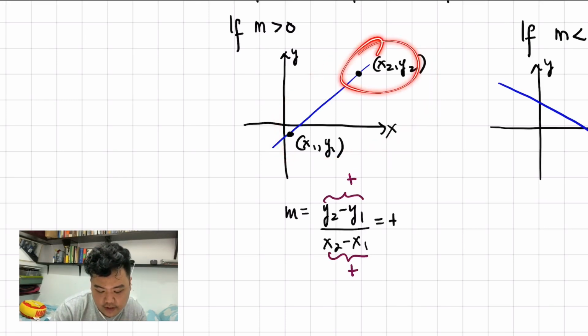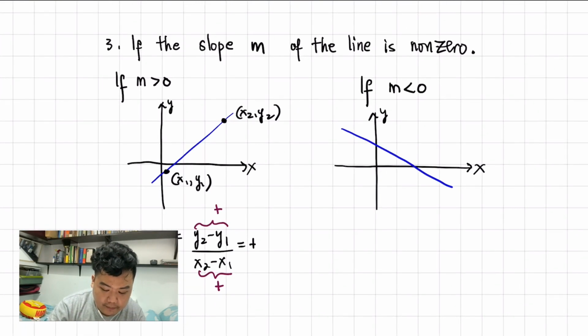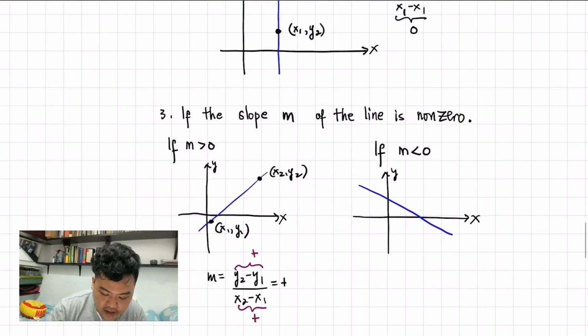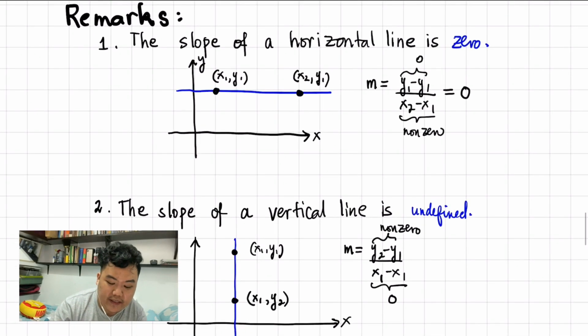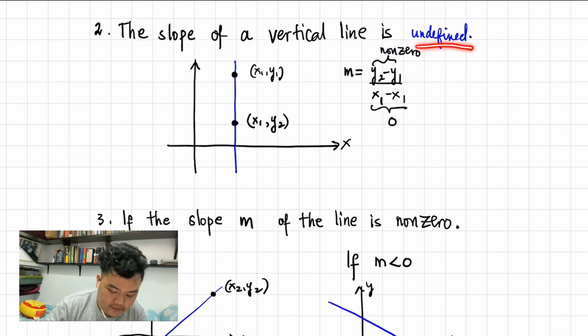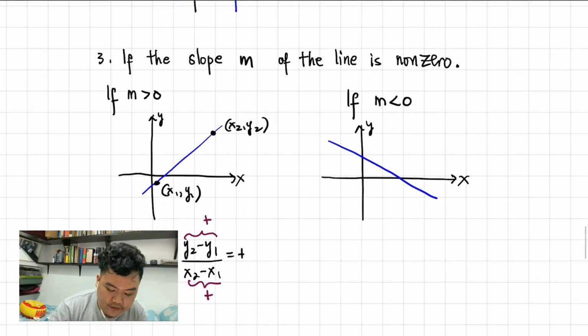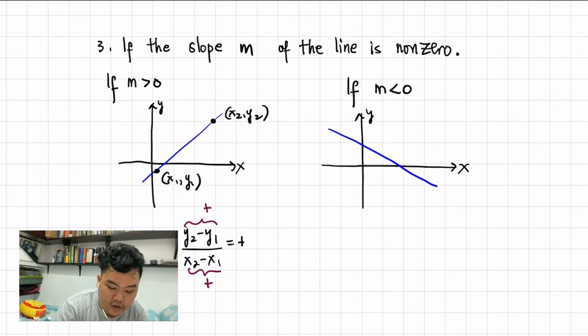Or you can actually interchange the positions. And you can use the same argument for m less than 0. If your line looks like this, the slope is negative. Okay, so that is the summary of the results. The slope of a horizontal line is 0. The slope of a vertical line is undefined. If your line looks like this, the slope is positive. If your line looks like this, the slope is negative.